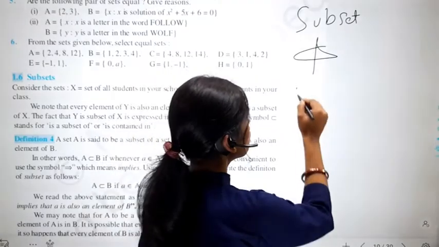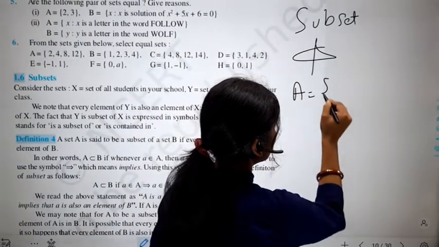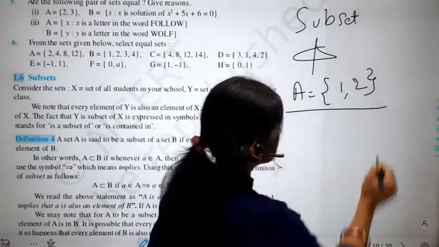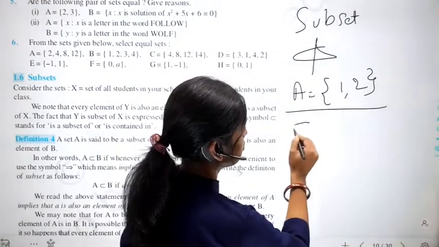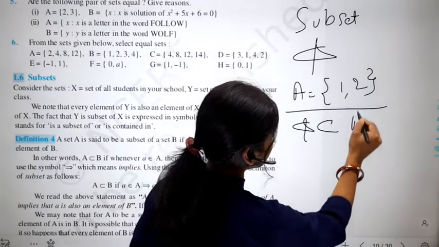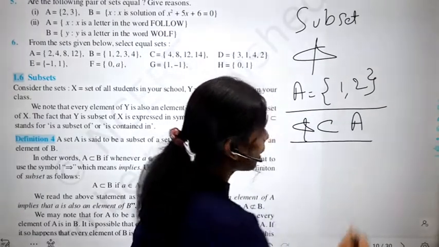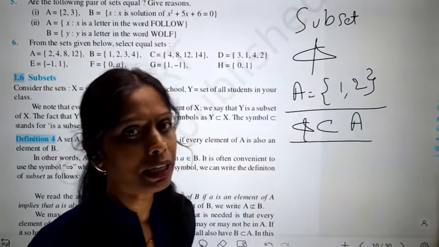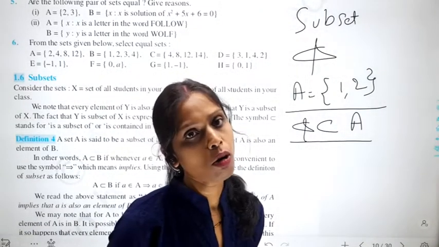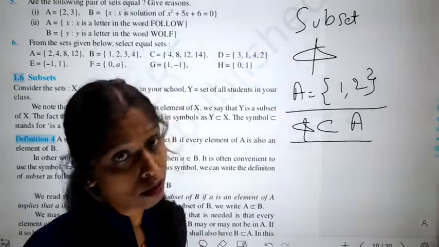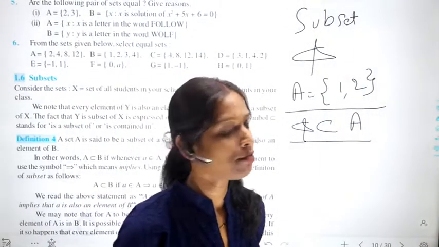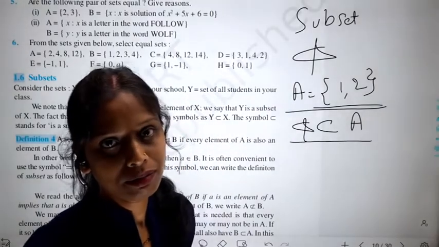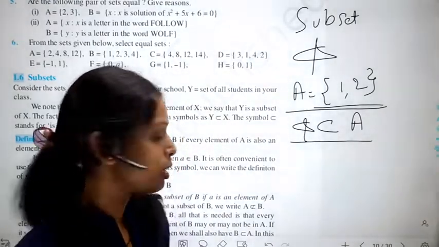Then let us suppose that A is equal to 1 and 2. Then phi is also a subset of A. Why? Because phi has no element. Also, every set is a subset of itself. Like set A is also a subset of itself. Then you have to remember this.